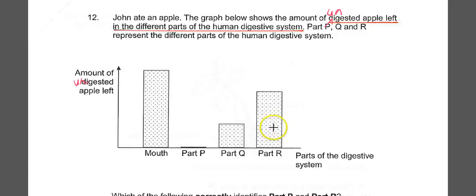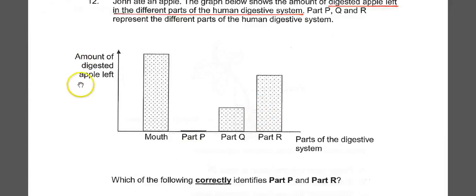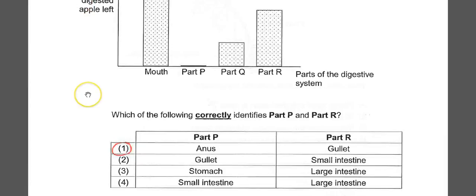So they were asking what part P, part Q, or part R could be when they have that much undigested food inside. Now let's take a look again. Note it is undigested here. So mouth quite a lot, then later part P has nothing. So the answer is part P must be the anus, because all the food passed out through the anus. It doesn't hold anything at all.